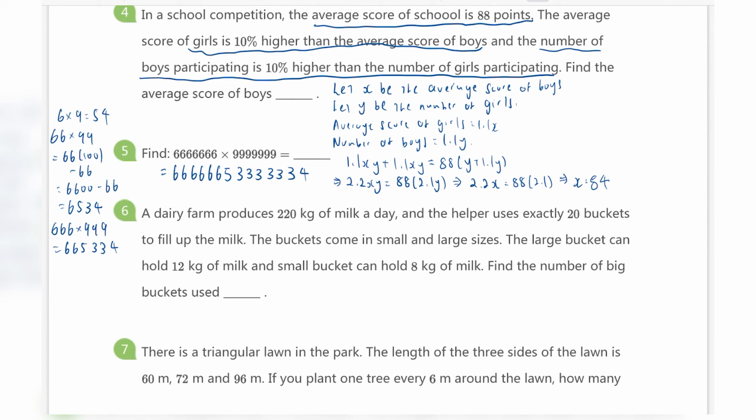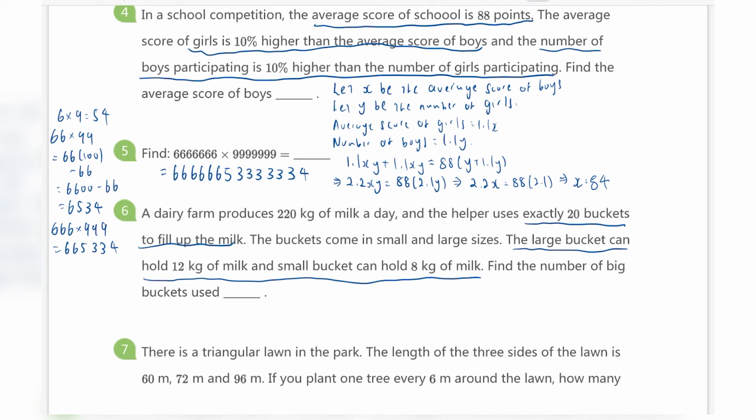So a dairy farm produces 220 kg of milk a day, and the helper uses exactly 20 buckets to fill up the milk. Then the buckets come in small and large sizes. The large bucket can hold 12 kg of milk, and the small bucket can hold 8 kg of milk. Find the number of big buckets used in this case. So one very good thing about this question is that it's a very standard PSLE-like question. But at the same time, as this is a competition course, we are going to introduce a little bit more tools to help you guys out, namely simultaneous equations.